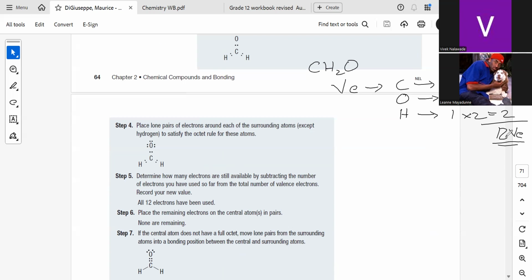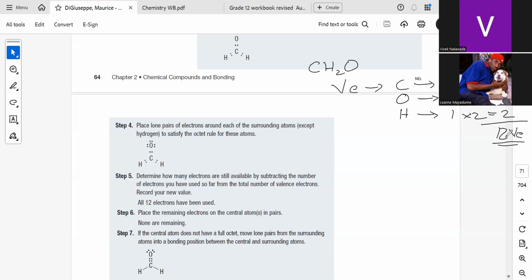Like above, when drawing the diagram, how do we know that carbon has the strongest bonding capacity? So it can form 4, right? 4 means 4 bonds can be formed.